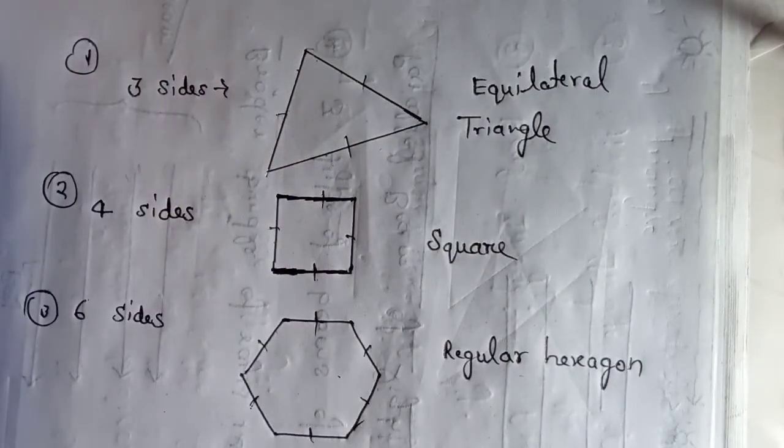And for four sides, we have a regular polygon which is called a square. You can see all angles and all sides of a square are equal. And for six sides, we have a regular hexagon, and all the angles and all the sides of this hexagon are equal. Have the screenshot in your video.